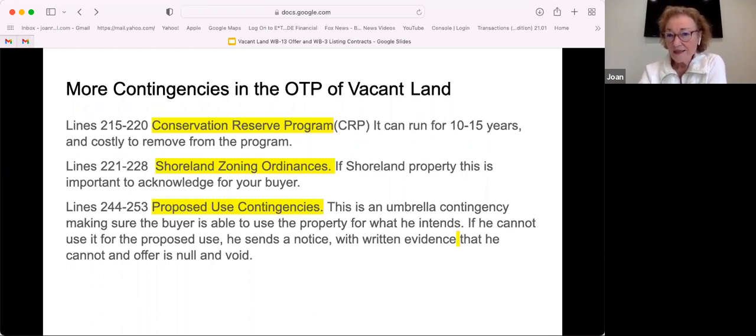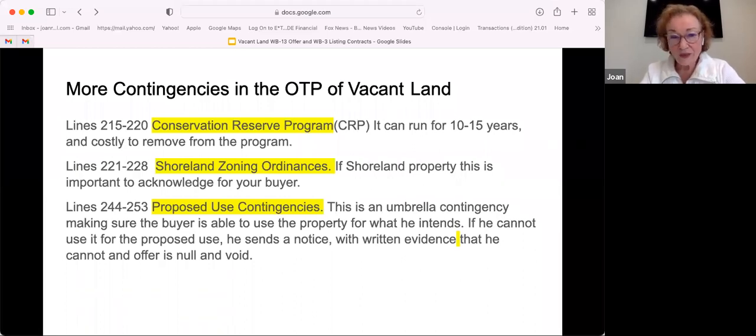And then we get to the big one, and this is the major difference in writing an offer for vacant land. They're called proposed use contingencies. It's a big umbrella contingency broken into sub-contingencies to make sure that the buyer is able to use the property the way he wants. That's why it's called proposed use. The buyer has a concept in his mind: this land is beautiful, this is exactly what he wants. If it's not in a subdivision, he has to know that this land has the ability to be used for what he wants to use it for, and not be trapped into buying it and then finding out that he can't do what he wanted to do on it.